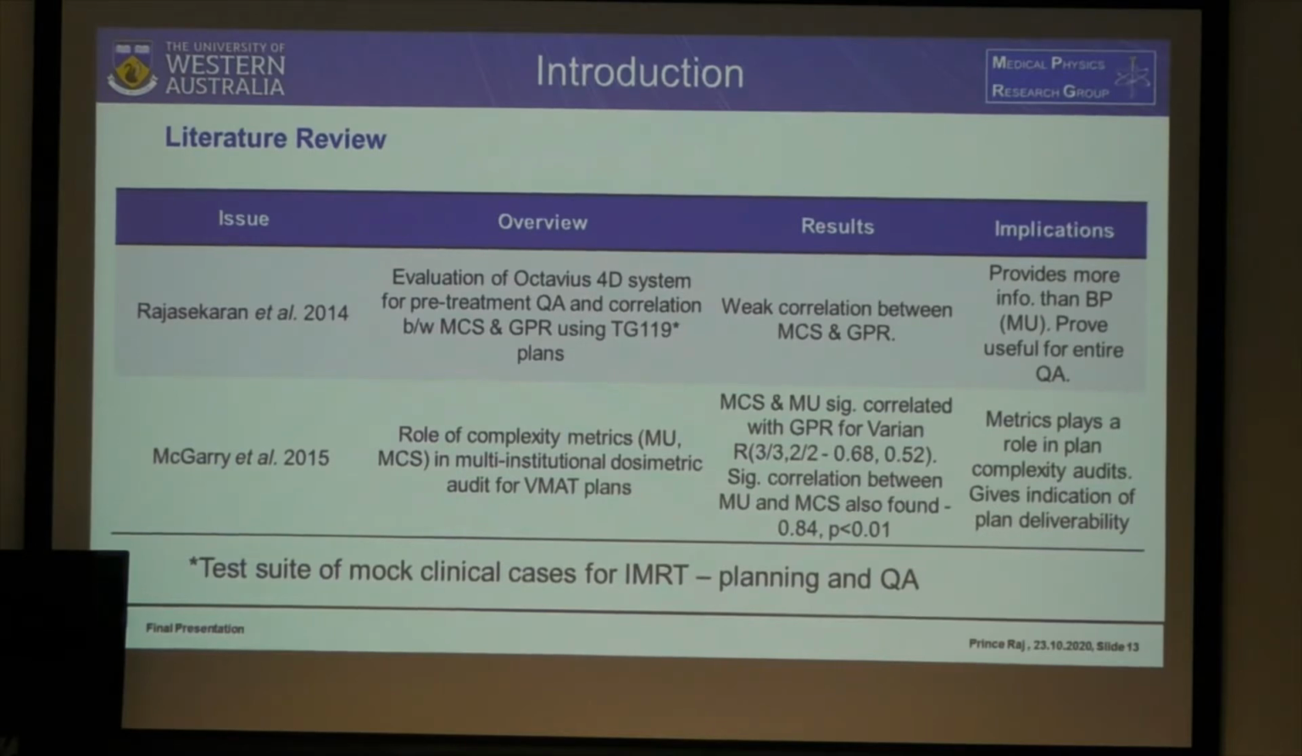Other studies have evolved this metric into multi-institutional comparison, dose comparison, and also dosimetric audits, such as Rajshekharan and Megari, who have done similar studies. They have also shown a significant correlation between MCS and gamma pass rate, which our study has also concluded. We have used data called TG119, which is a test suite for mock clinical research defined by AAPM, and also used for commissioning of IMRT treatments in terms of multi-institutional and dosimetric comparison.